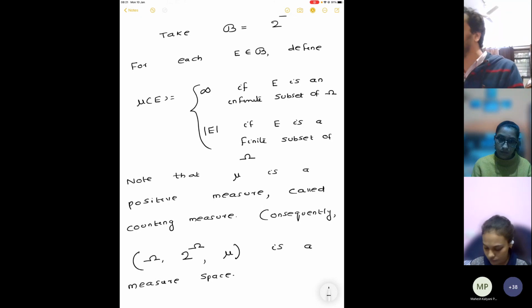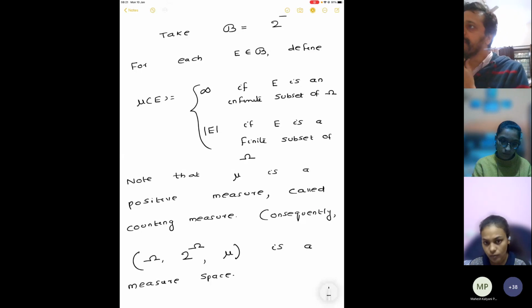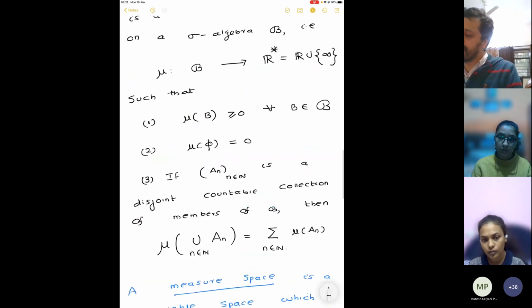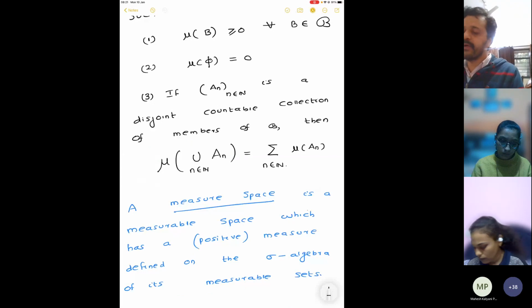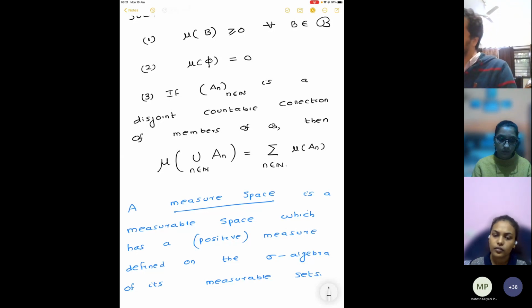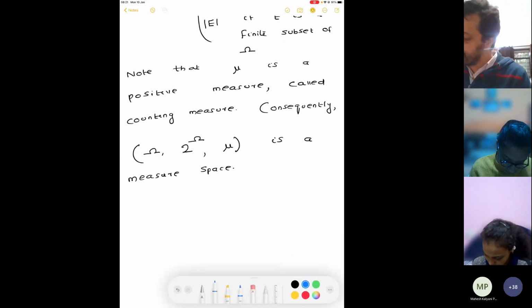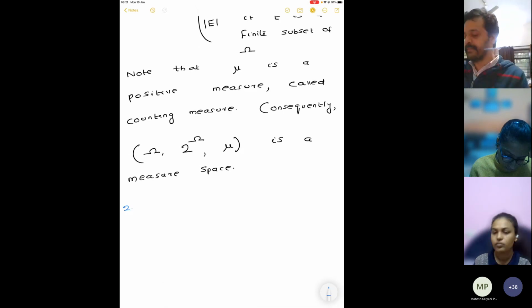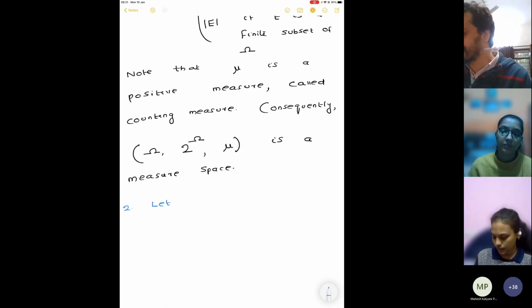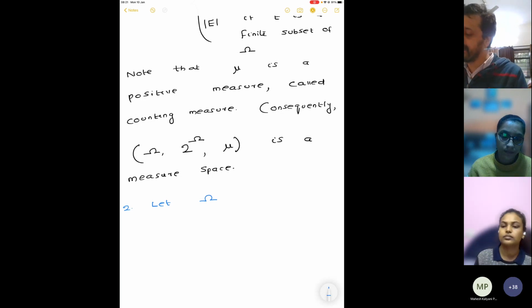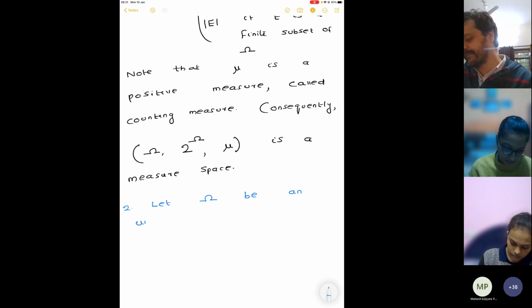Just verify that mu satisfies all the three conditions. Two are trivial. The only thing that you have to verify is the third one, that is countable additivity. Mu of a disjoint union of countably many sets is equal to the sum of mu's of the individual sets. This is called countable additivity. That is the only non-trivial thing to verify. Now let me give you one more example. Here, the underlying set omega I would take as an uncountable set. Let omega be an uncountable set.